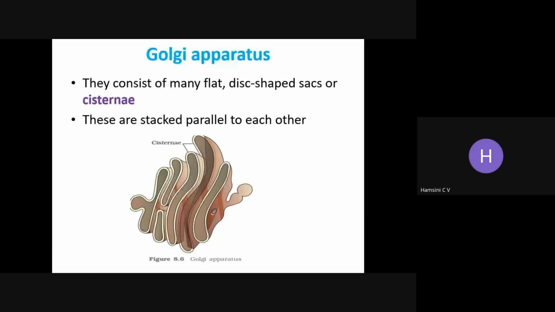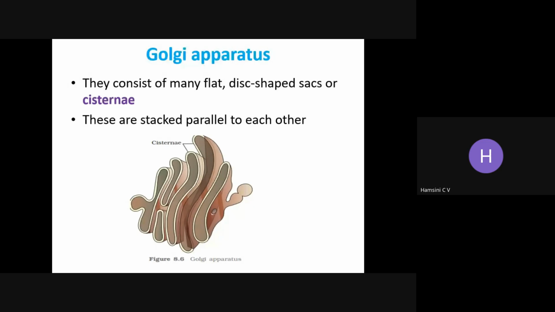So they consist of many flat disc-shaped sacs or cisternae. These are stacked parallel to each other. See, this is how they are stacked parallel to each other. And they have a particular pattern. It is not like they are forming randomly. Here you can see in this picture, a very well patterned arrangement.